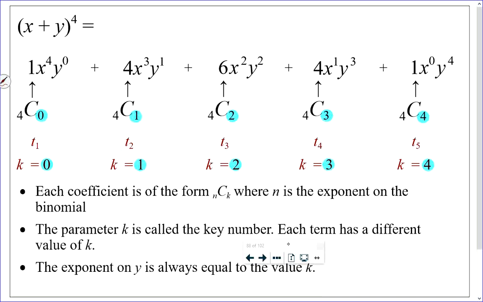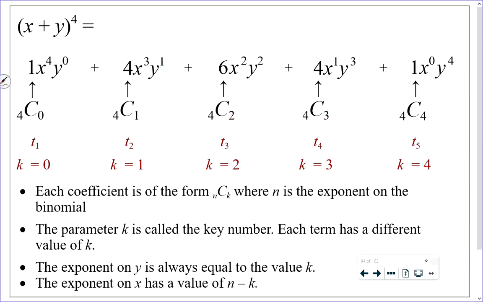The exponent on y, and this is really interesting and important, the exponent on y is k. k is 0 in the first term, y is to the 0. In the second term, k is 1, y is to the 1. k is 2, k is 3, k is 4. So this number that we're choosing out of n will always be the exponent on y. This lesson so far is about patterns.